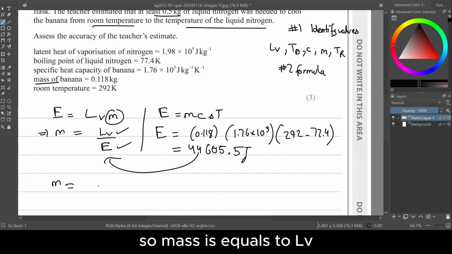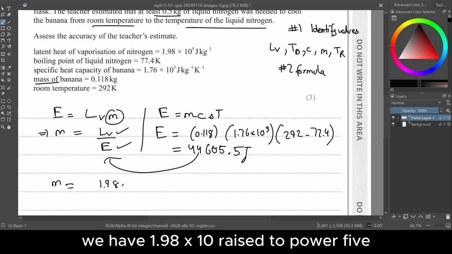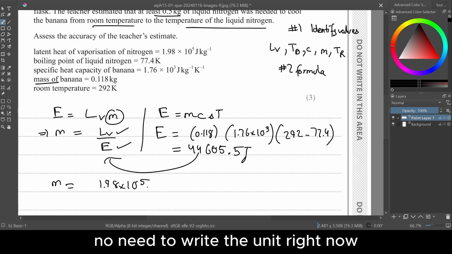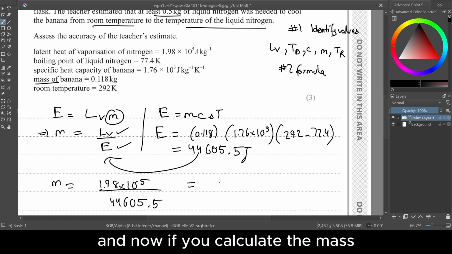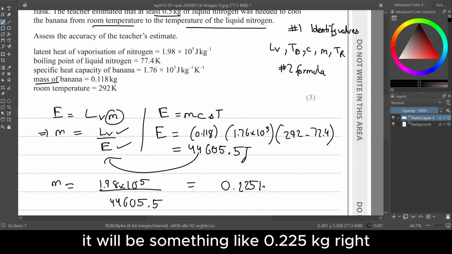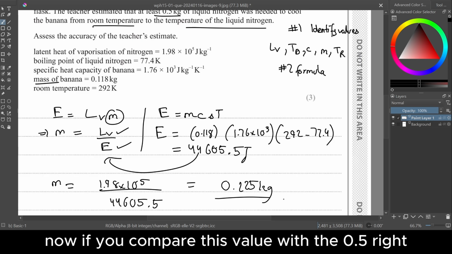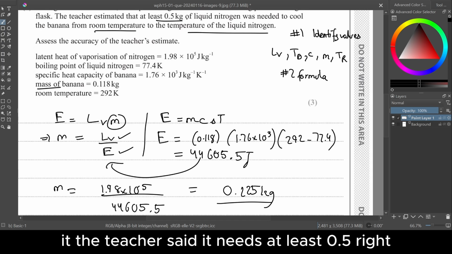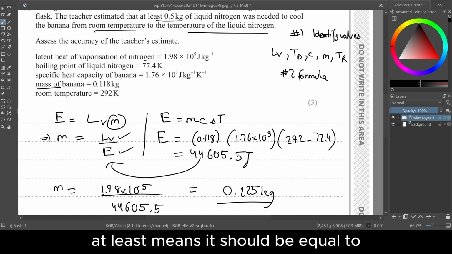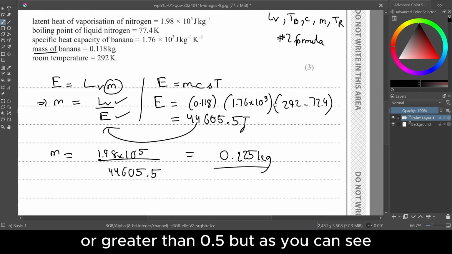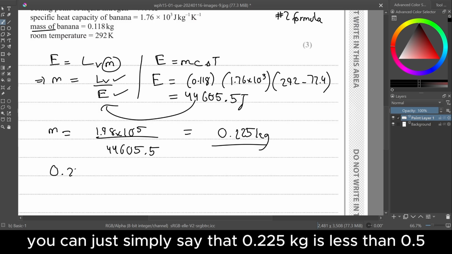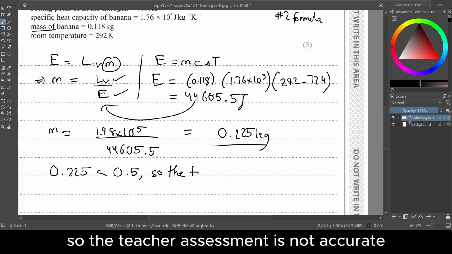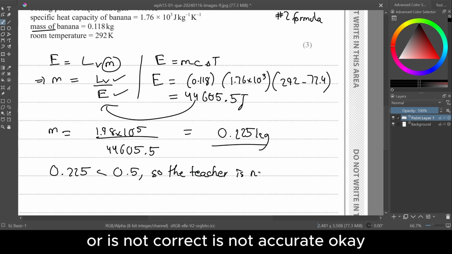So the mass is equal to E divided by LV. We have LV as 1.98 times 10 raised to power 5. No need to write the unit right now. And you have E, which is 44,605.5. Now if you calculate the mass, it will be something like 0.225 kg, a rounded off value. If you compare this value with the 0.5, the teacher said it needs at least 0.5. At least means it should be equal to or greater than 0.5, but as you can see, we don't need that much. We only need 0.225 kg. So you can simply say that 0.225 kg is less than 0.5. So the teacher's assessment is not accurate.